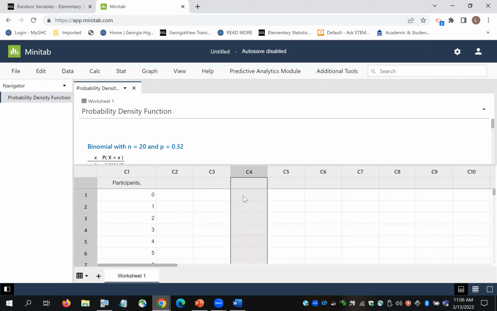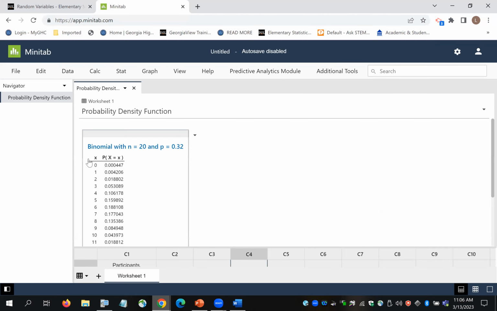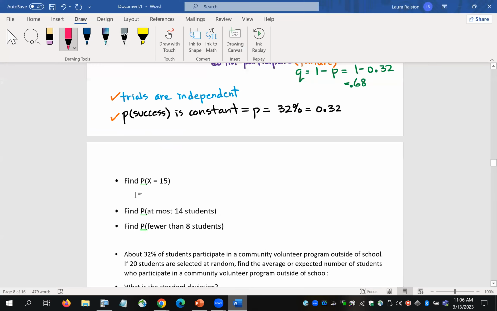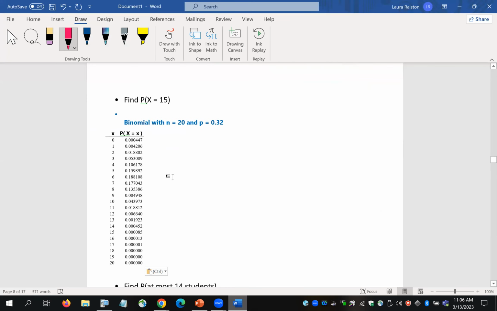And in the top half of the screen, my table appears. And I'm going to copy this table and bring it over to my Word document. And I'm going to put it right here underneath the question. Okay, so this tells me I had a binomial with n equal to 20 and my probability of success is 0.32.